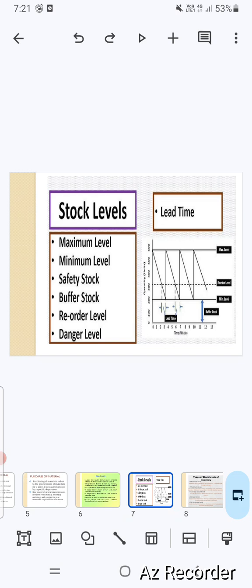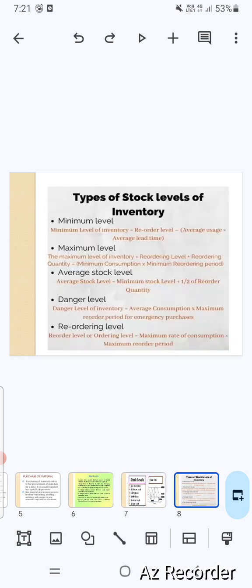So we have different stock levels like minimum level, maximum level, safety stock, buffer stock, reorder level, and danger level. Such are the types of stock level of an inventory. For minimum level, we have a formula. Minimum level of inventory is equal to reorder level minus average usage into average lead time. Next, maximum level. So maximum level of inventory is equal to reorder level plus reordering quantity minus minimum consumption into minimum reorder period.